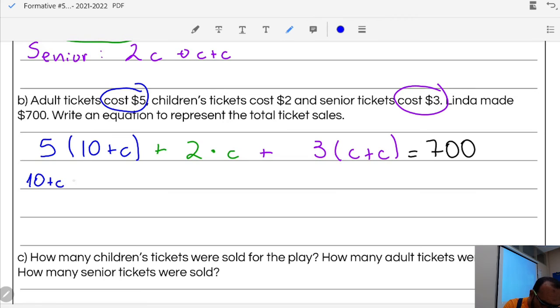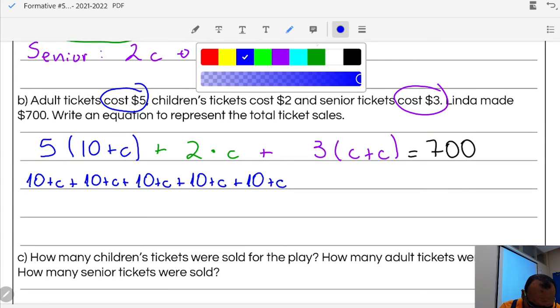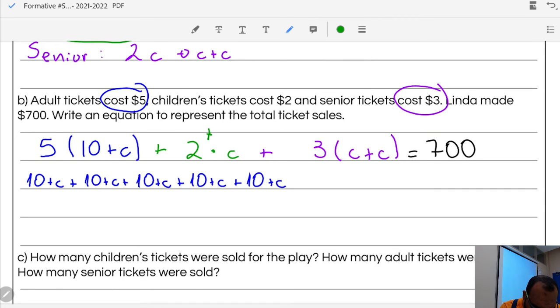1, 2, 3, 4, 5: 10 plus C, five times. Great. How many 2 times C do I have here? Guys, 2 times C we know is C plus C, yes? I will just write it here to be sure you understand. 2 times C, you know it is C plus C. Great. How many C plus C's do I have?